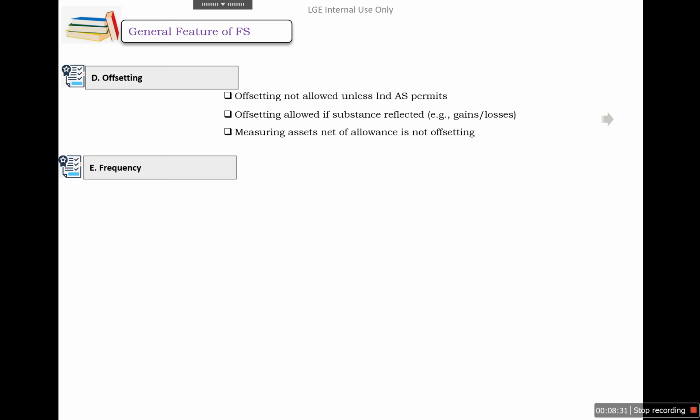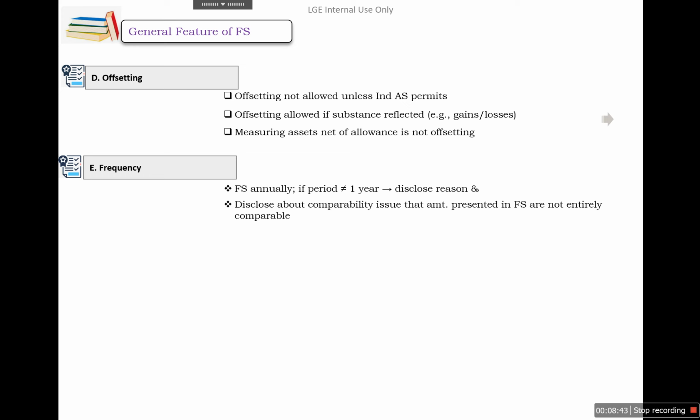Next is about the frequency of financial statements. It should be presented annually. And if the period of the financial statement is not equal to 1 year, we need to disclose the reason, and we need to disclose the comparability issue, or that the amounts presented in financial statements are not entirely comparable. Otherwise, in the normal course, financial statements will be presented for 1 year.